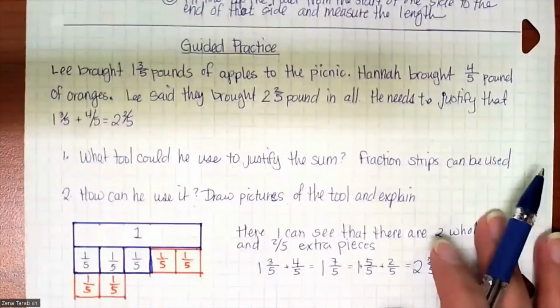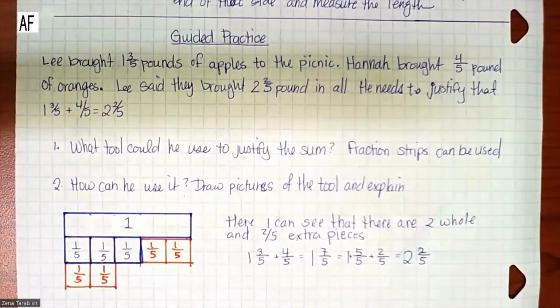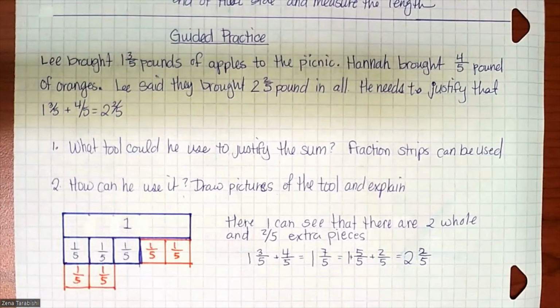Now the question that we're going to focus on and help us answer the remainder said Lee bought 1 3/5 pound of apples to the picnic. Hannah bought 4/5 pounds of oranges. Lee said that they bought 2 2/5 pounds in all. So together, when you add those up, he said that they got 2 2/5 pounds. He needs to justify that 1 3/5 plus 4/5 equals 2 2/5.